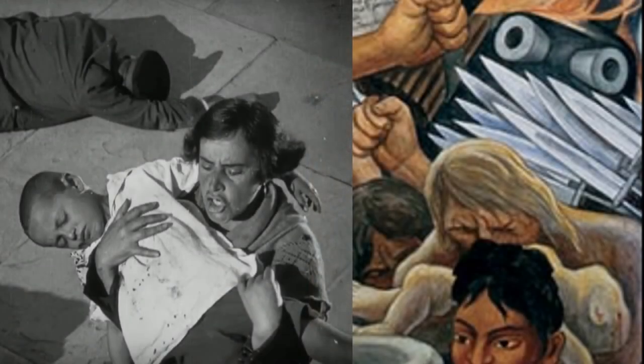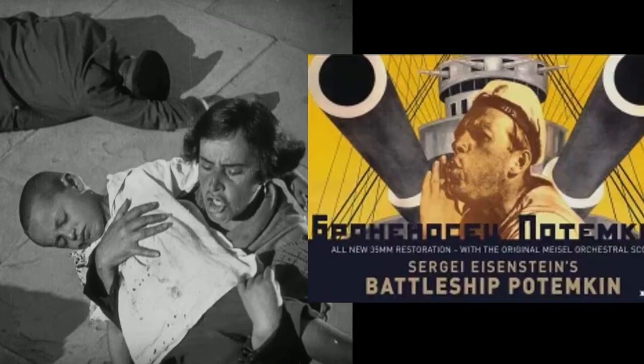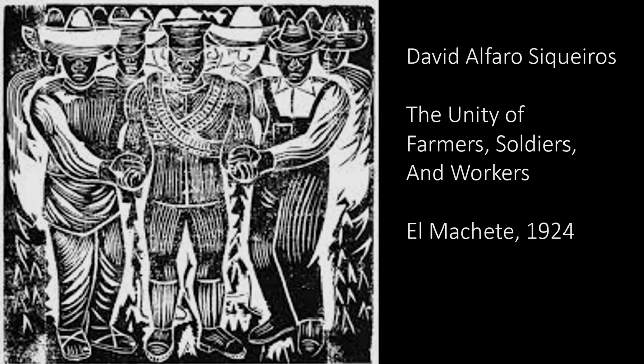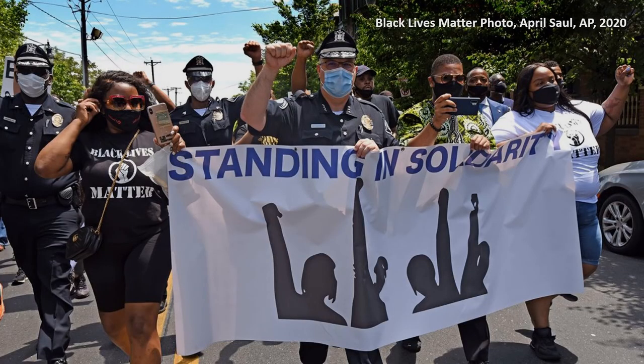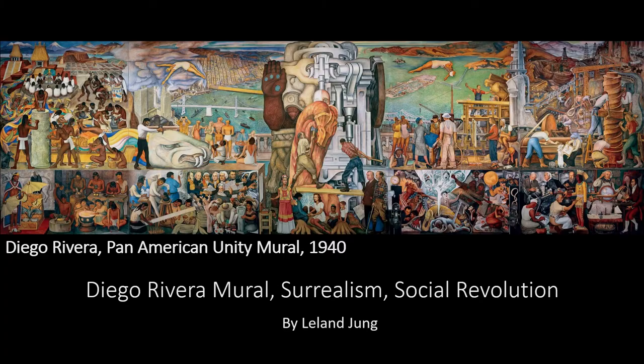Again, if you recall, in the Battleship Potemkin, there's a woman holding a child. This is a classic 1927 Russian communist movie of soldiers joining with the people to oppose an oppressive government. The mural is saying the answer to this conflict between liberators and soldiers is to have the soldiers join forces with the people to fight and stop oppression. In the present time, this photo of police joining with Black Lives Matter protesters may have a similar message.